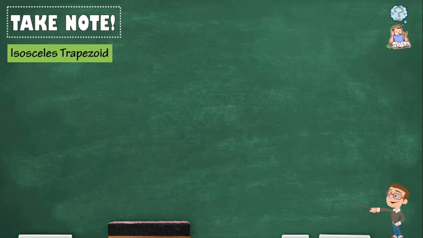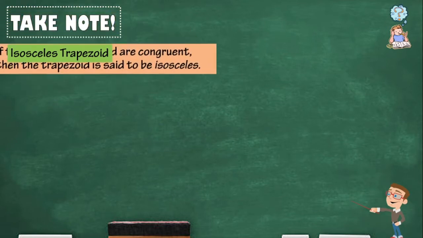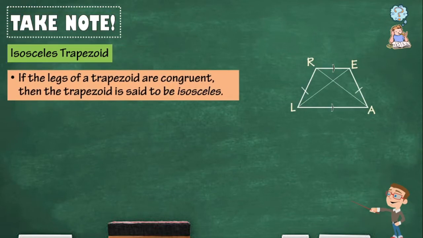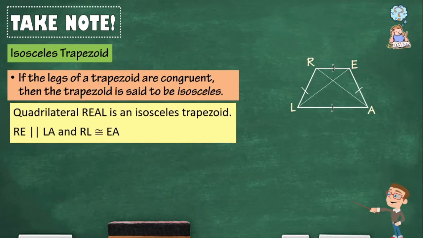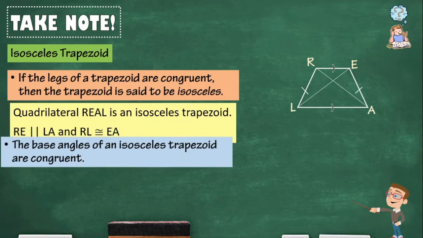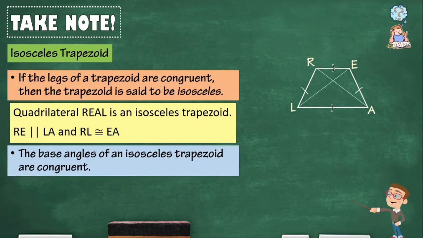Let us have isosceles trapezoid. If the legs of a trapezoid are congruent, then the trapezoid is said to be isosceles. So quadrilateral REAL is an isosceles trapezoid, since RE is parallel to LA and RL is congruent to EA. The base angles of an isosceles trapezoid are congruent. In our given figure, angle L is congruent to angle A.